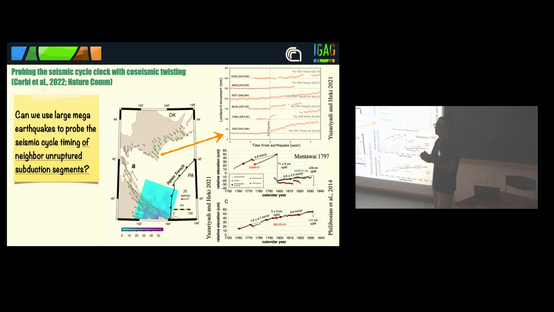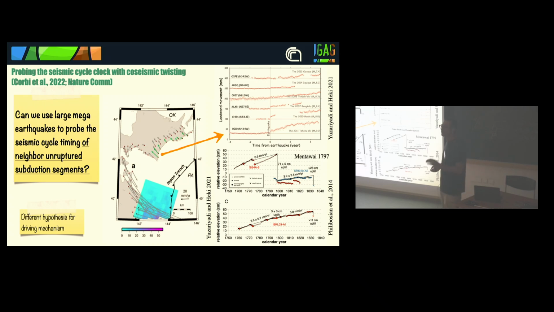Then I went through the literature, and I found that in Sumatra we have these beautiful coral microatolls that are paleogeodetic sites. Basically, they record the subsidence or uplift as a response to the seismic cycle on this margin. We can see that during the Mentawai earthquake in 1797, the neighboring island of Pagai was subjected to a reduction of interseismic uplift, on the order of half.